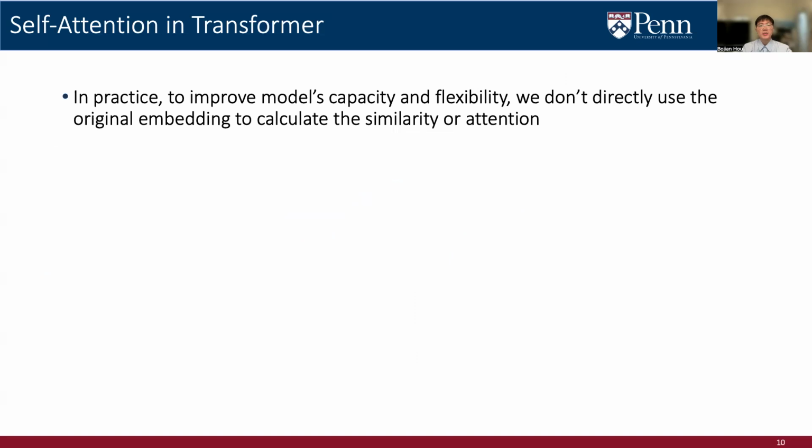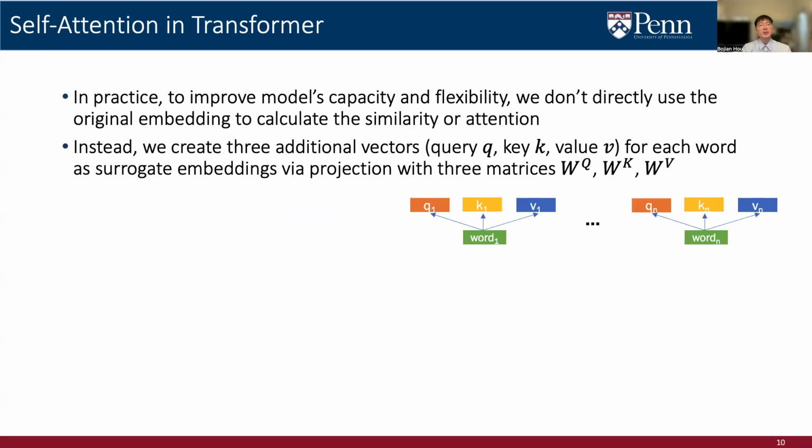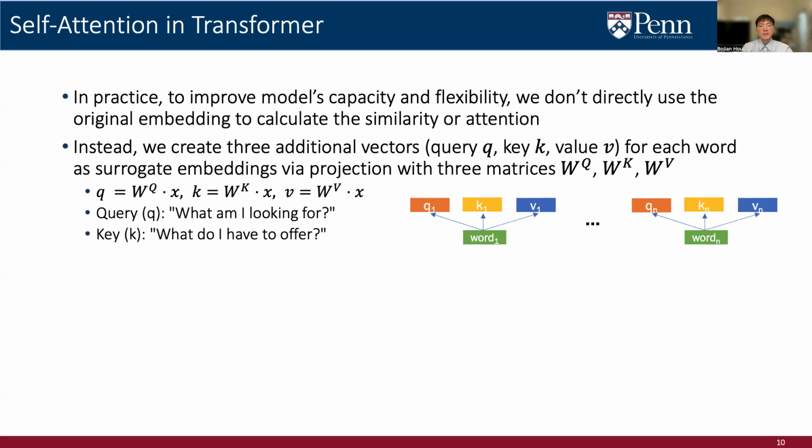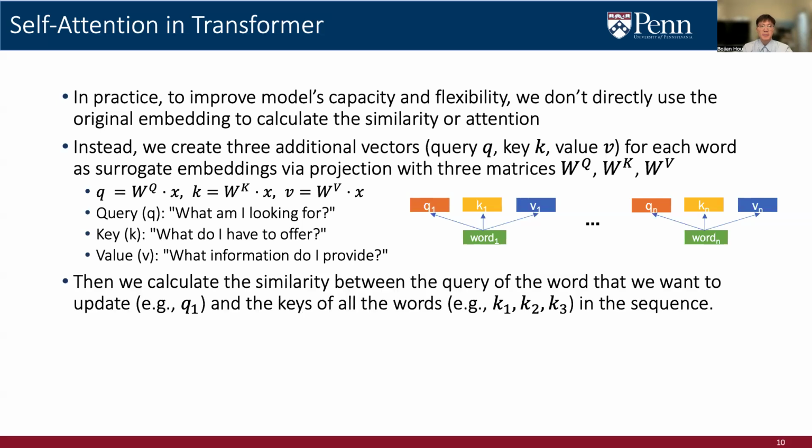In practice, to improve the model's capacity or flexibility, we don't directly use the original embedding to calculate the similarity or attention. Instead, we create three additional vectors, query, key, and value, for each word as surrogate embeddings via projection with three matrices WQ, WK, and WV. Query means what am I looking for? Key means what do I have to offer? And value means what information do I provide?